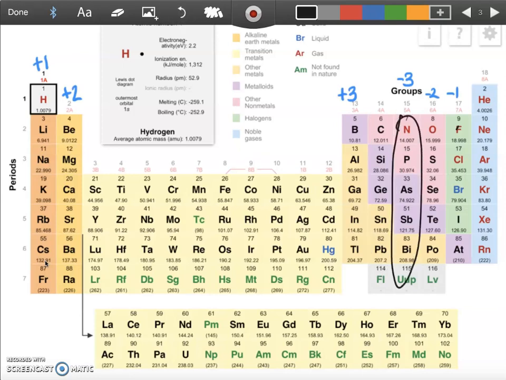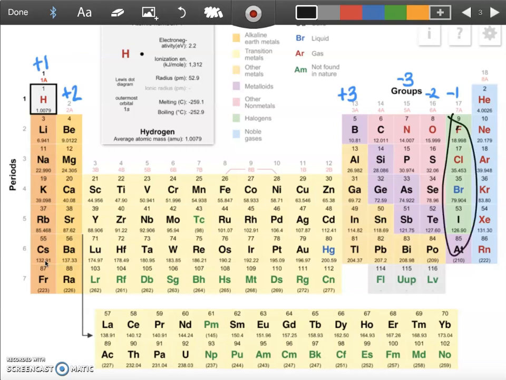Group 5 forms a -3 charge. Group 6 forms a -2 charge. Group 7 forms a -1 charge. And then Group 8 will not form any charge at all because they already have a full valence shell.